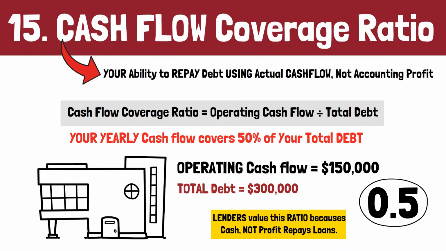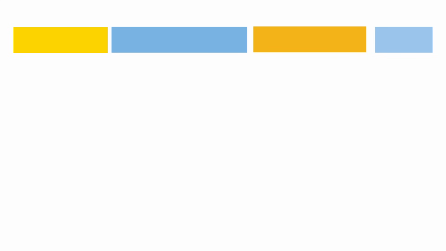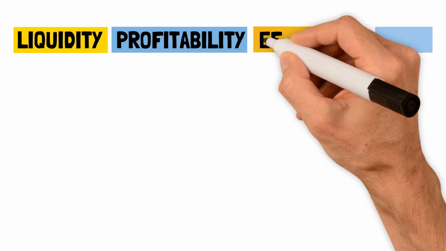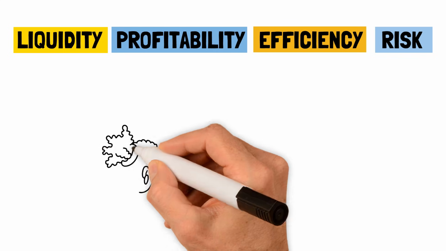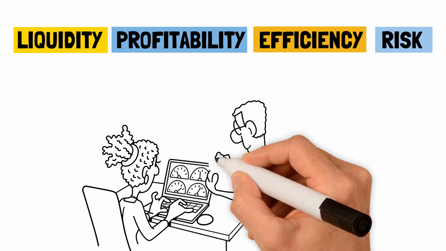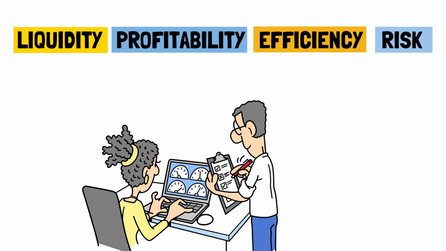These 15 financial ratios give you a complete view of liquidity, profitability, efficiency, and risk. When you track them consistently, you stop guessing and start managing with clarity. Strong businesses are built on numbers that are understood, not ignored.